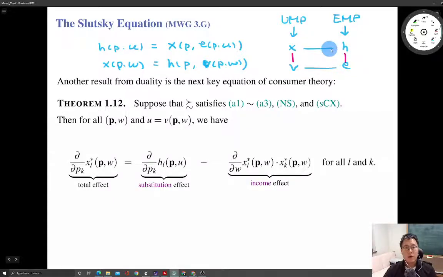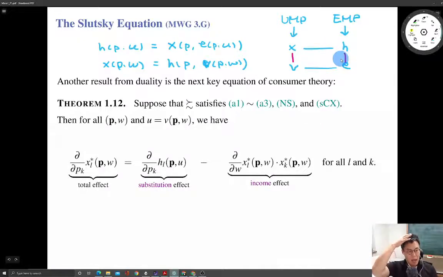So with the duality, Roy's identity and Shephard's lemma, we have a complete connection among these four components. They are interrelated to each other, as displayed by this figure. That is the essence of classic consumer theory, coming from this duality. Duality between UMP and EMP creates the link between the two demand functions and the link between the two value functions, and two mathematical lemmas, Roy's identity and Shephard's lemma, create the link between these two components.